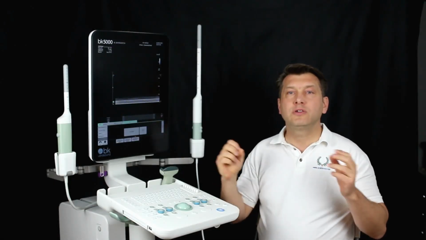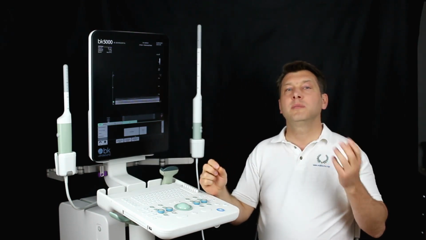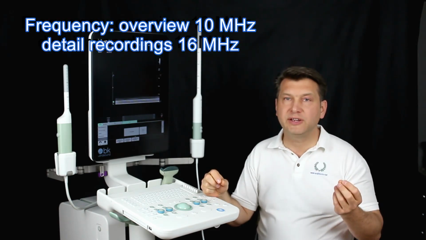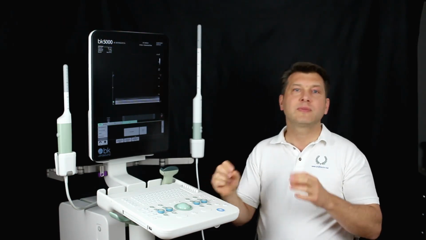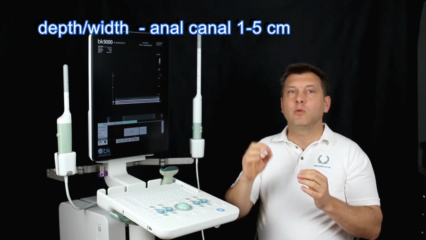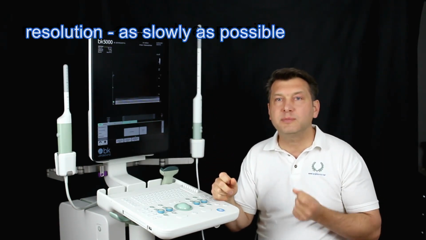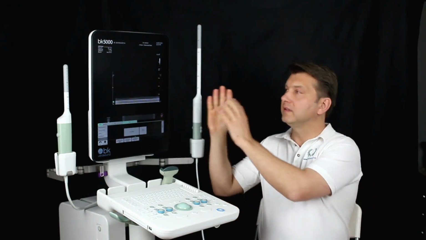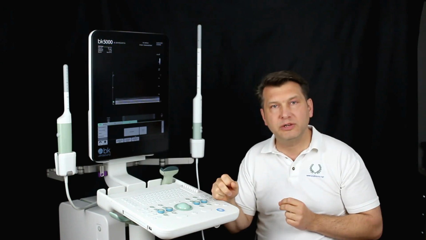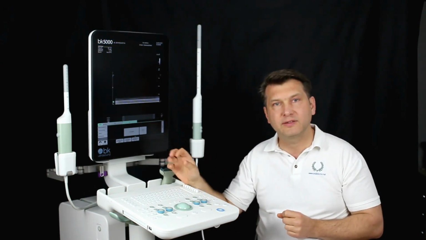So how should we choose our settings for the 3D sonography of the anal canal? Megahertz. Overview 10 MHz. Detailed recordings, for example sphincter, 16 MHz. Depth and width, depending on the position of the organ to be examined, 1 until 5 centimeters. Resolution as low as possible. And in this device, we'll leave it in the standard position. Distance 0.2 millimeters. Acquisition time then will be about 60 till 90 seconds.